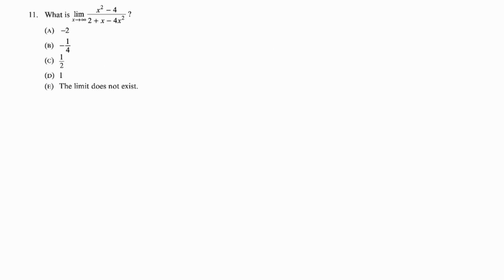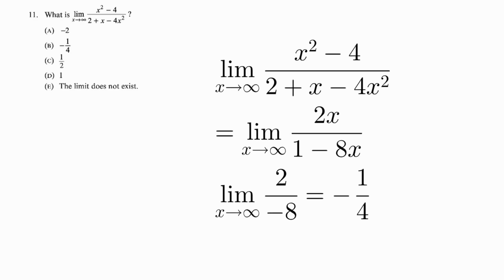11. What is the limit as x approaches infinity of x squared minus 4 over 2 plus x minus 4x squared? We could use L'Hopital's on this because you do get infinity over infinity. If you use it once, you'll get 2x over 1 minus 8x, which is still infinity over infinity. Use it again, you'll get 2 over negative 8, which is negative 1/4. The answer is negative 1/4.